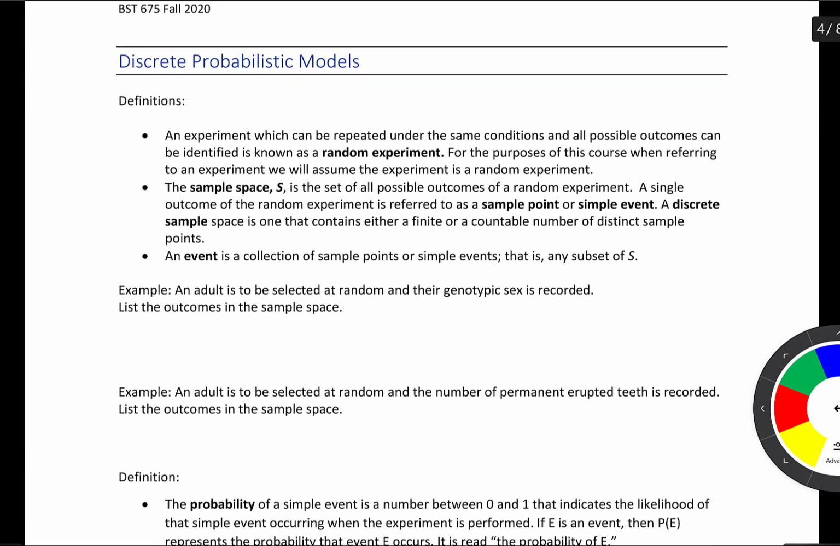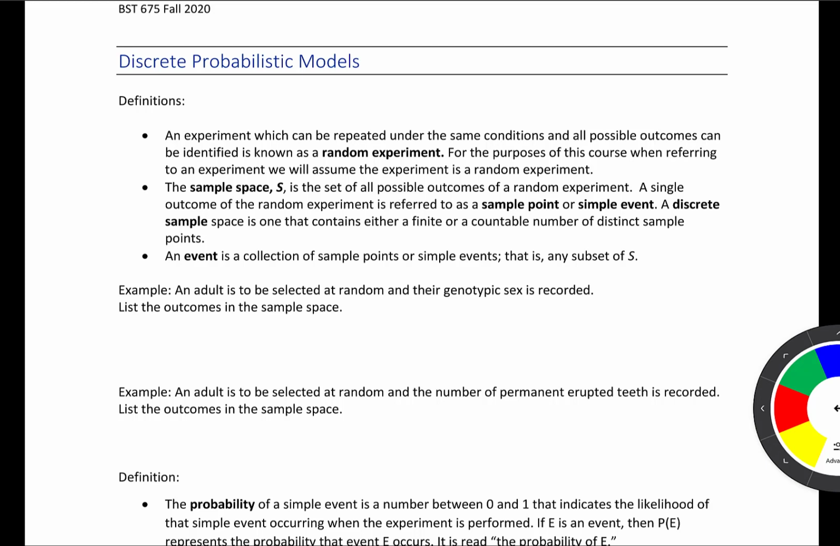This is going to help us talk about what are called discrete probabilistic models. And so this is where we're going to start talking about the actual probability portion. So an experiment which can be repeated under the same condition and all possible outcomes can be identified is known as a random experiment. For the purposes of this course, when referring to an experiment, we'll assume the experiment is a random experiment. So the sample space is the set of all possible outcomes in a random experiment.